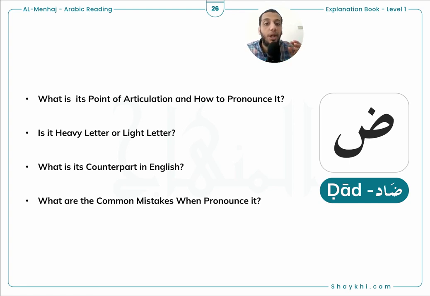This is a common mistake. There is no relationship between circling the lips and the heaviness, because the heaviness is done by raising the back of the tongue. The back of the tongue is raised, not by circling the lips. So ولا ضالين.